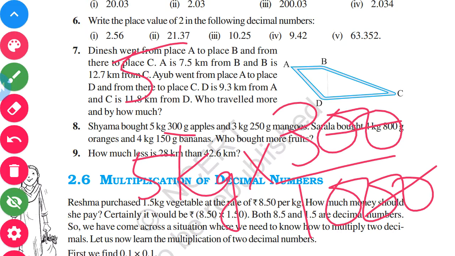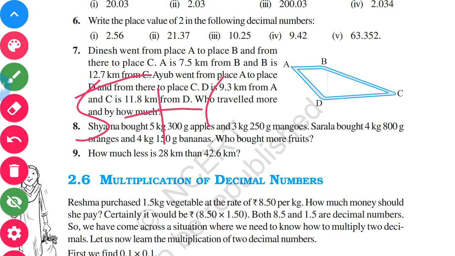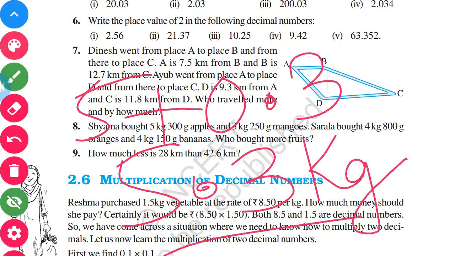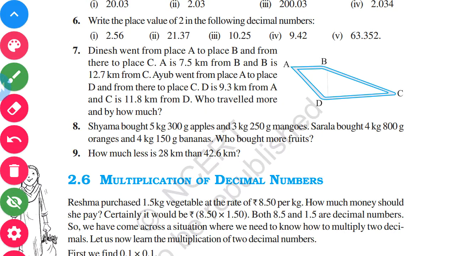So 5 plus 0.3, you will get, that is nothing but 5.3 kg. This is how you're going to convert all these weights in terms of gram, kg, gram. You have to convert in terms of decimal first. Then you have to add, initially for Sham and next for Sarla. And when you get the result for both, you need to compare their weight, who bought more fruits. Okay, let me do it for you, no problem.